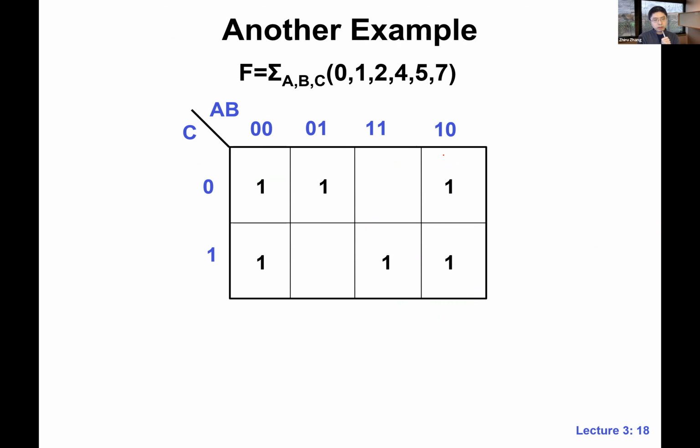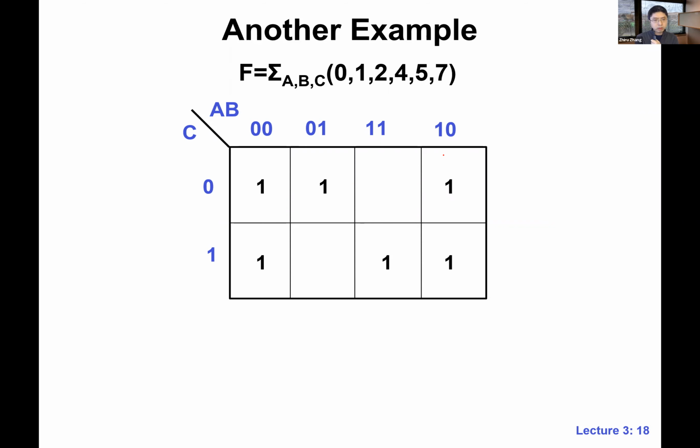Now we have 6 ones, right? The way that we do combining is we try to find the largest circle. So how many 1 cells do we have in the largest circle? What's your guess? 2 or 4, right? Okay, so most of you are guessing these 2 numbers.